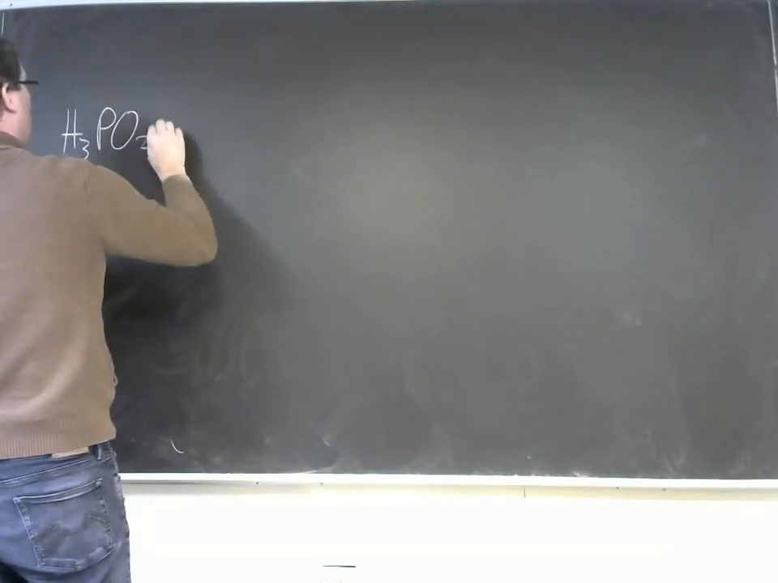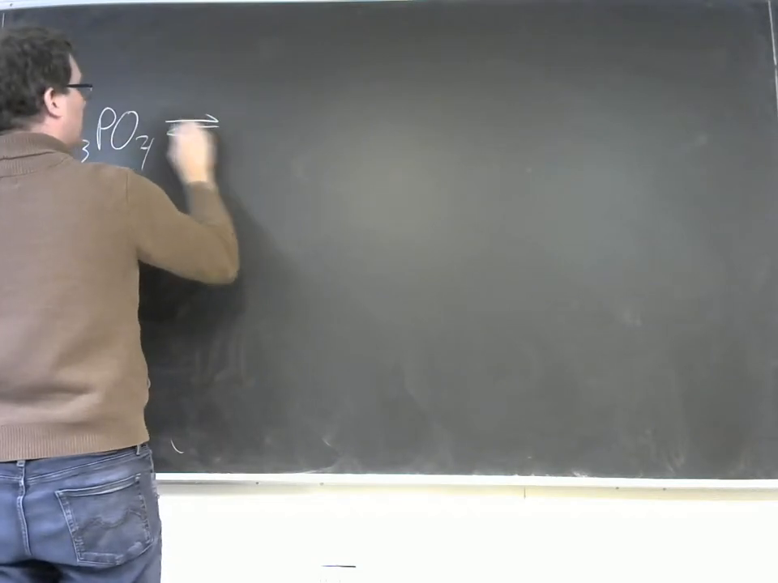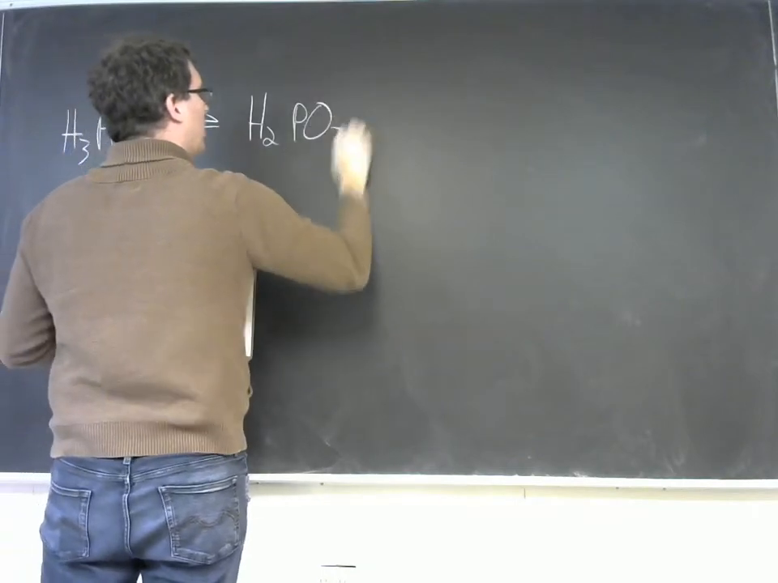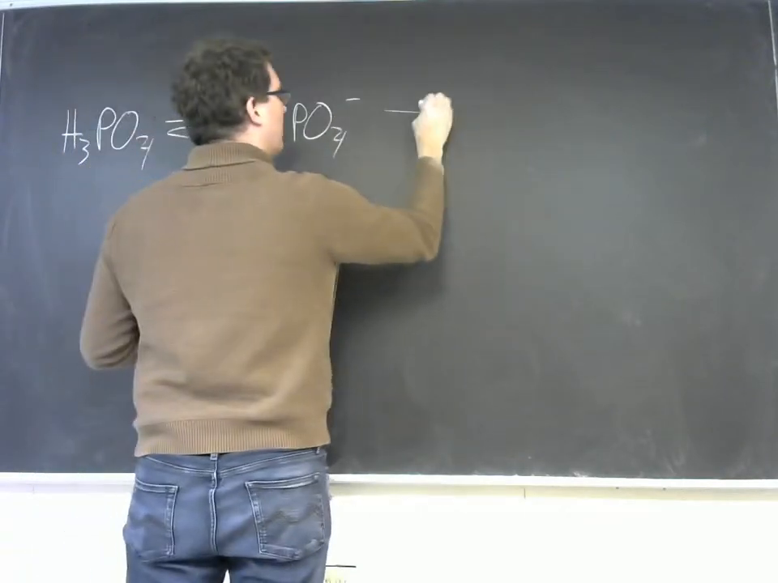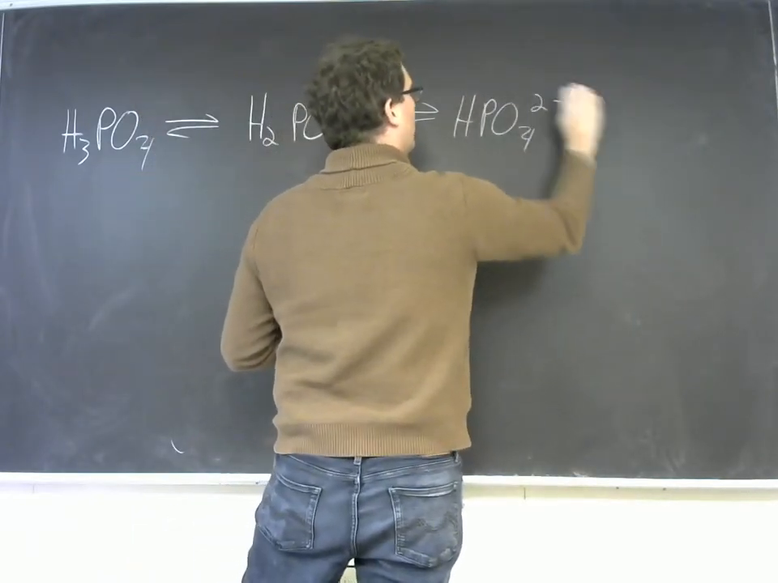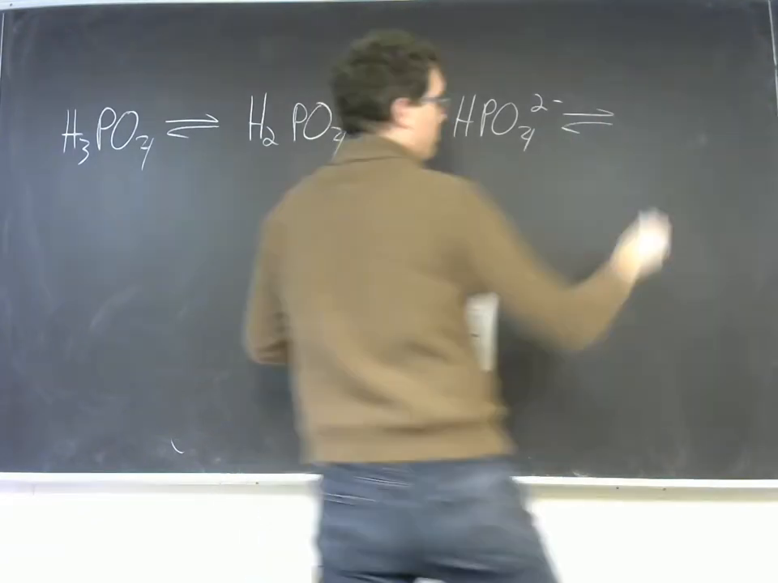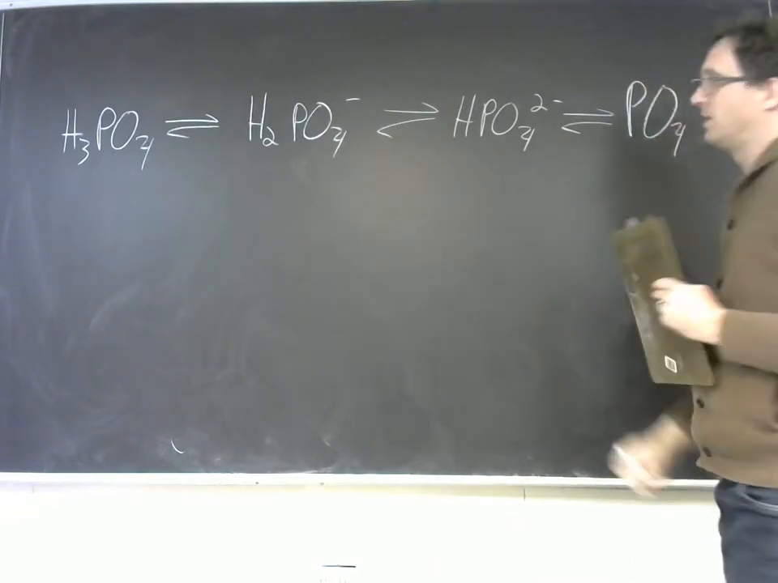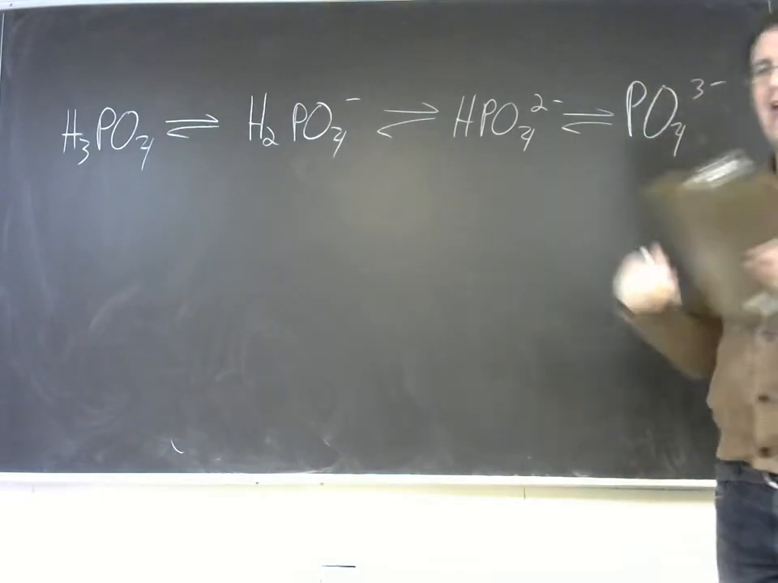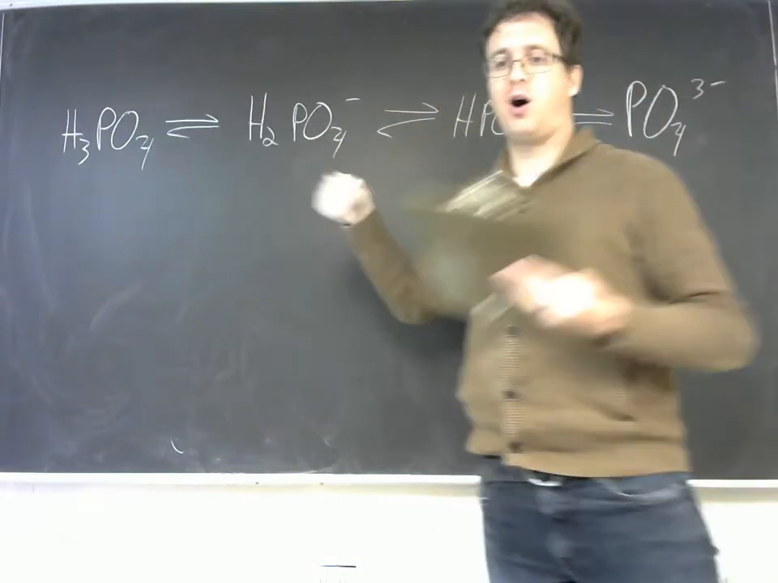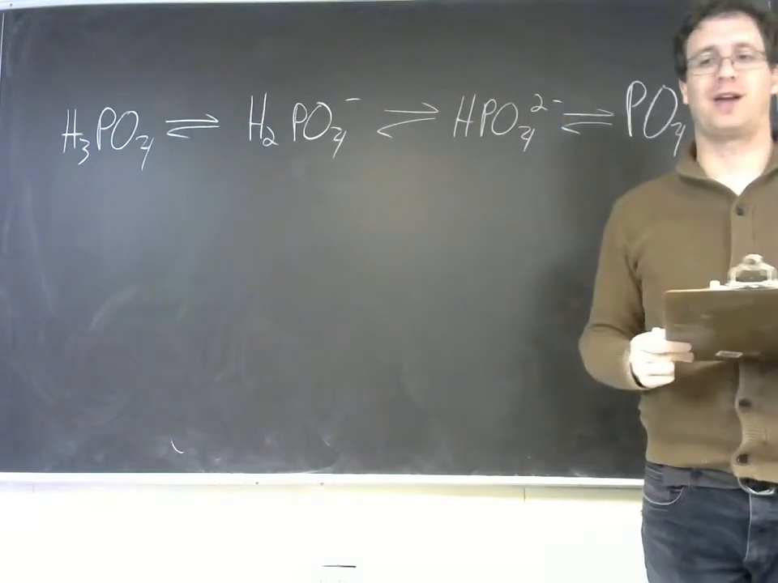So H3PO4 can be in equilibrium with H2PO4-, which is in equilibrium with HPO4 2-, in equilibrium with phosphate itself, PO4 3-. Now let's talk about acid-base properties of each of these different members of the polyprotic acid series for phosphoric acid.